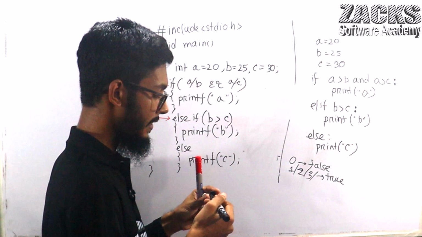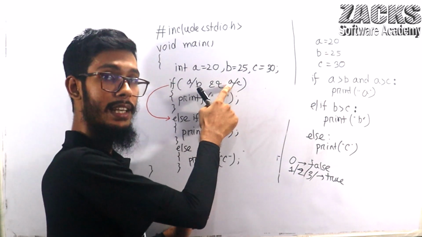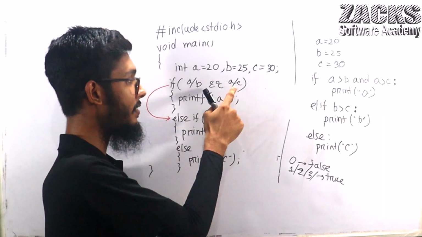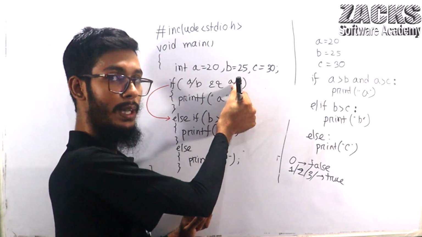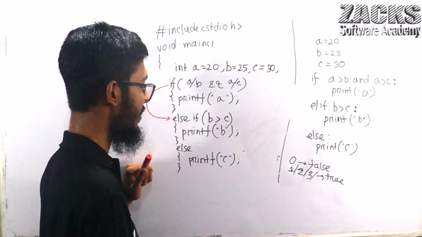Again, A by C means this condition will be true if A is the largest, if A is the greater, then otherwise the value will be 0. Value will be 0 and the total condition will be false. Then A is what? A is the largest number.